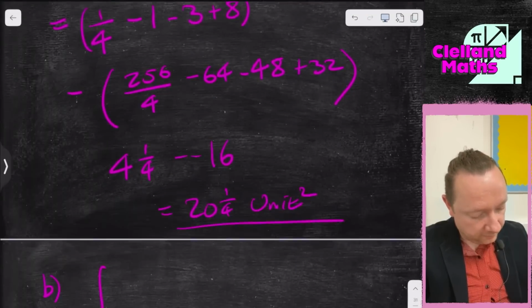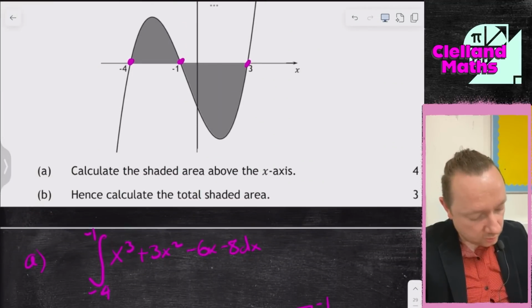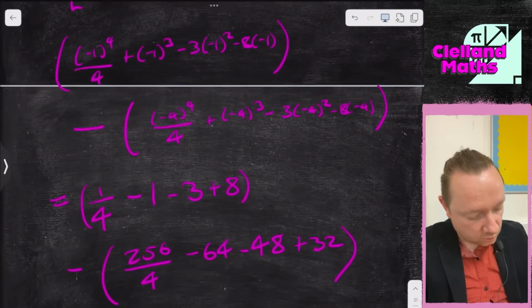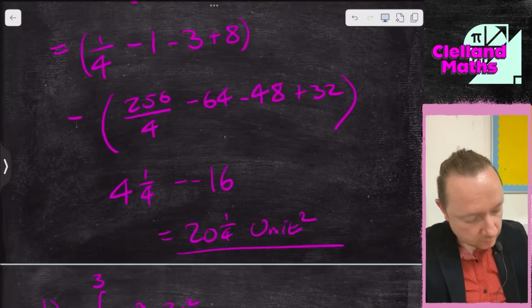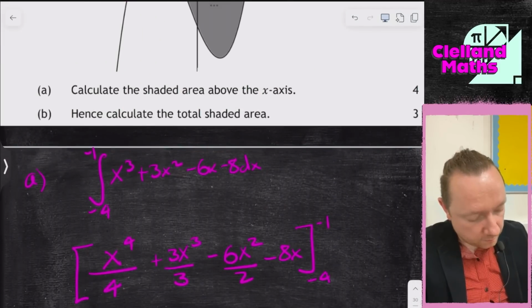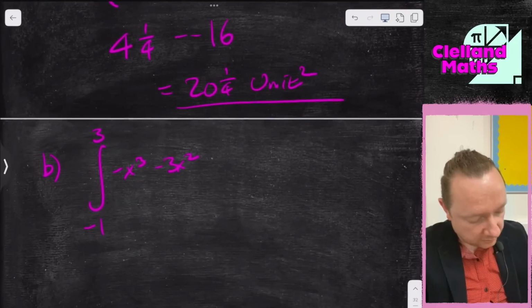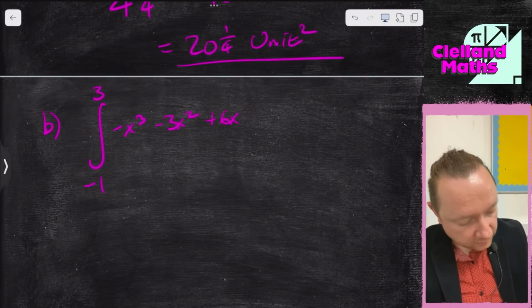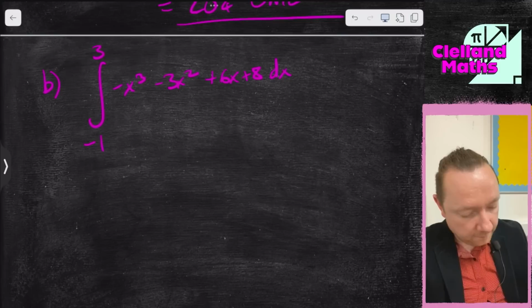So I've got minus 1 and 3. I just switch the signs out. So it's minus x cubed minus 3x squared and minus 6x minus 8 becomes plus 6x plus 8. Now I've already integrated that, or at least the one with the signs different, so that's fine.